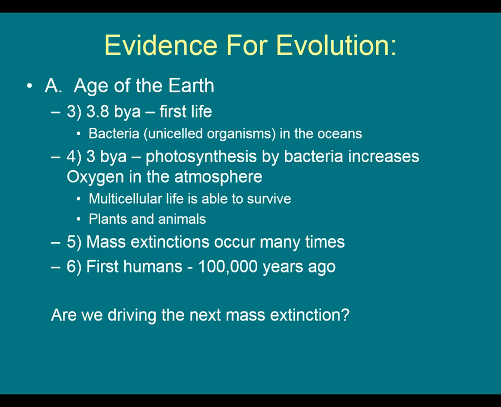One of the other major things has been several multicellular organisms that were able to survive on land. We had plants and animals that did those things. We had mass extinctions that occurred often, and we really think the humans first came around about 100,000 years ago. Are we driving the next mass extinction with all of our global warming?